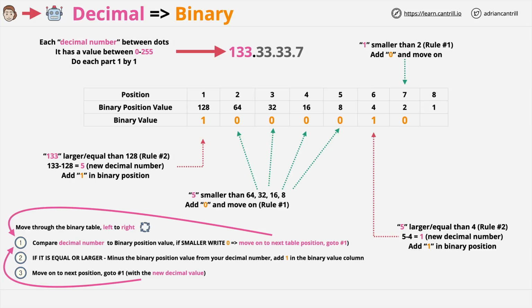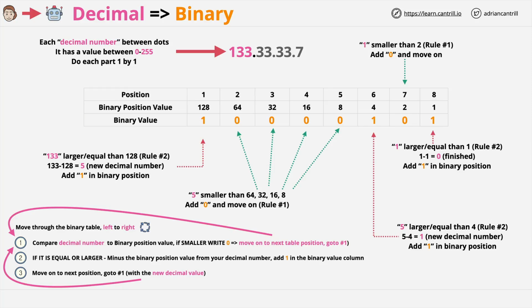So now we're on position 8. Again we do a comparison. Our decimal value is 1, the binary position value is 1, and so we evaluate this against rule 1, it's not less. We evaluate it against rule 2, it is equal or larger, and so we add a 1 in this column of the table, and then we remove the binary position value from our decimal value, so 1 minus 1 is 0, and because we have 0, the process is finished. And this means that 133 in decimal is expressed as 10000101 in binary.